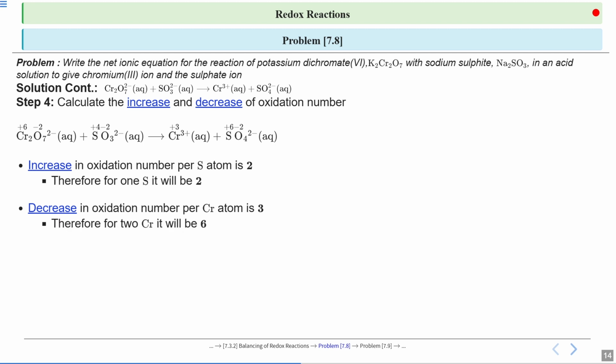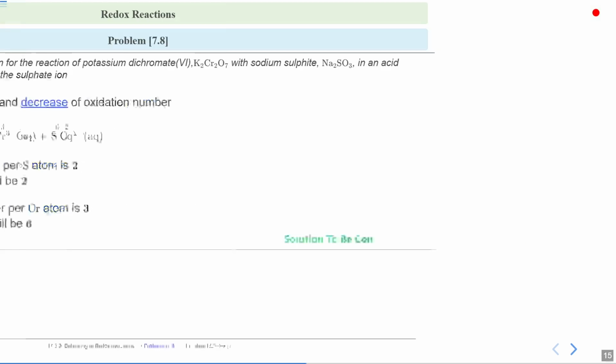Therefore, for 2 chromium, it will be 6. So till now we have calculated the increase or decrease in the oxidation number per sulfur and chromium atom. So the conclusion that we will be using in the next step is that for 1 sulfur it would be 2, and for 2 chromium it will be 6.